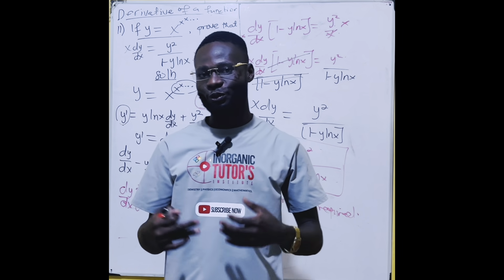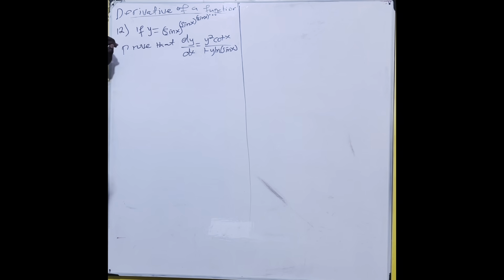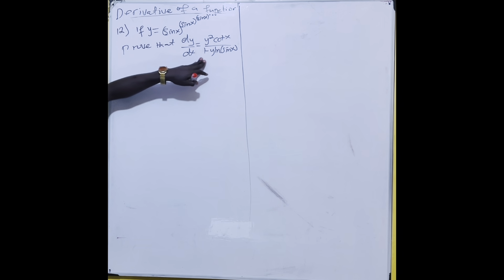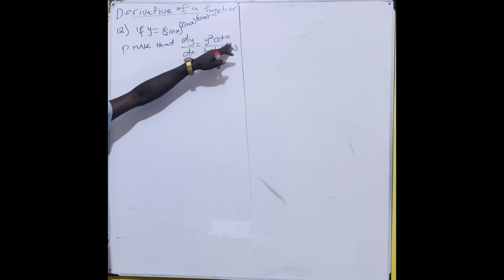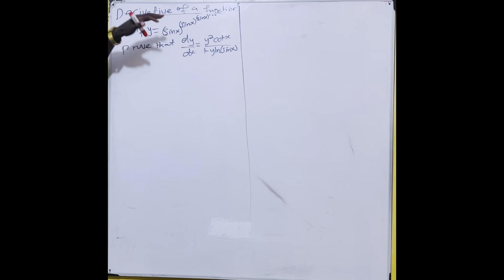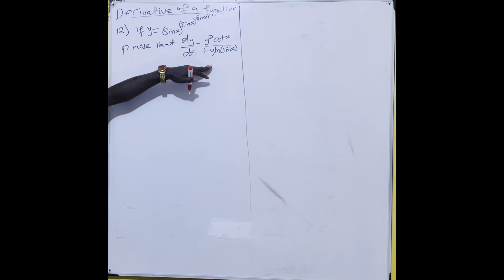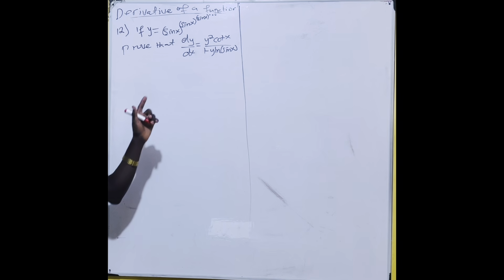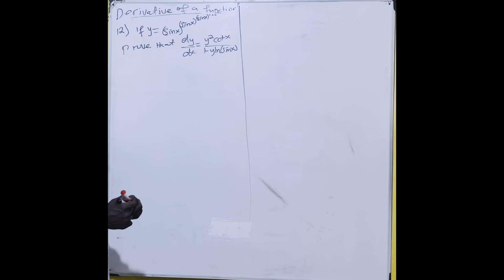So let's move on to question number 12. So with question number 12, we have been given this function, right? And we want to prove that dy/dx is equal to y squared cos x over 1 minus y ln sine x, right? So we are using this to prove this, as we did in question number 11.